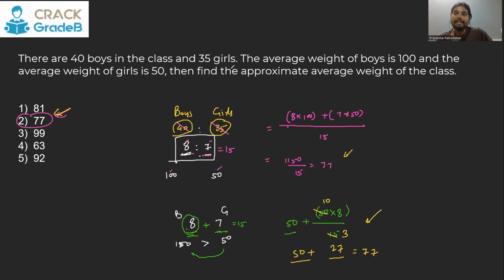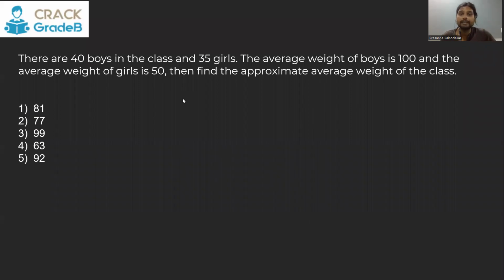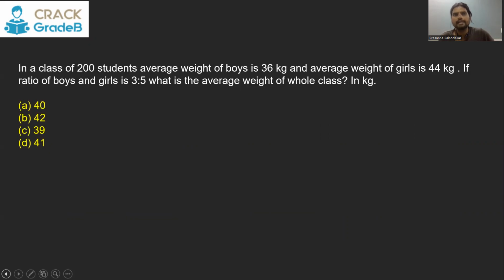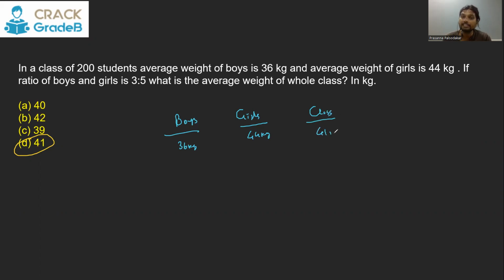Now this is about the weighted average part of it. The same question can be asked in different language. So we'll see the same question again. We know the answer to this question was 41. We have already seen that. Now, if I reframe the question, if I say the average weight of boys is 36 kg and the average weight of girls is 44 kg and the average weight of the entire class is 41 kg, what is the ratio between boys and girls?